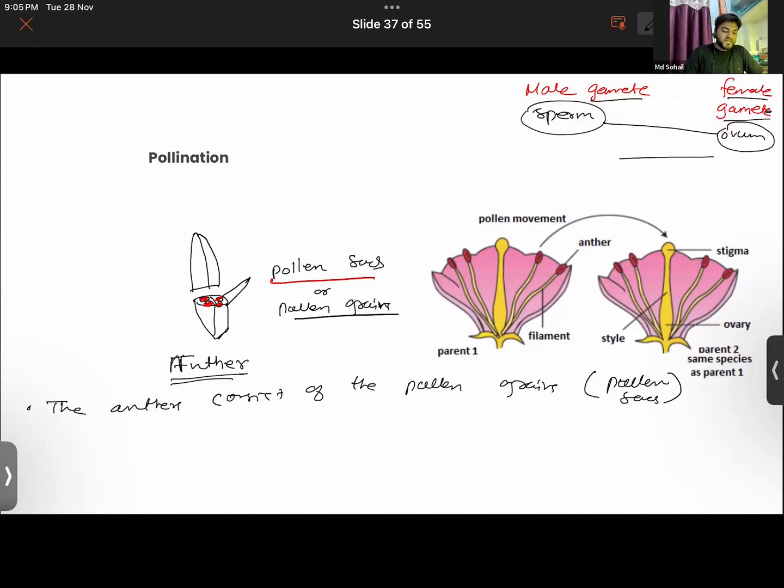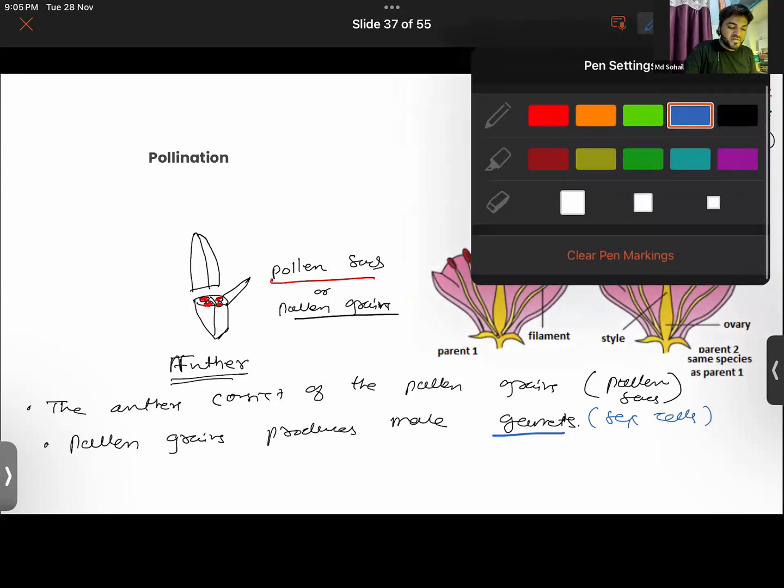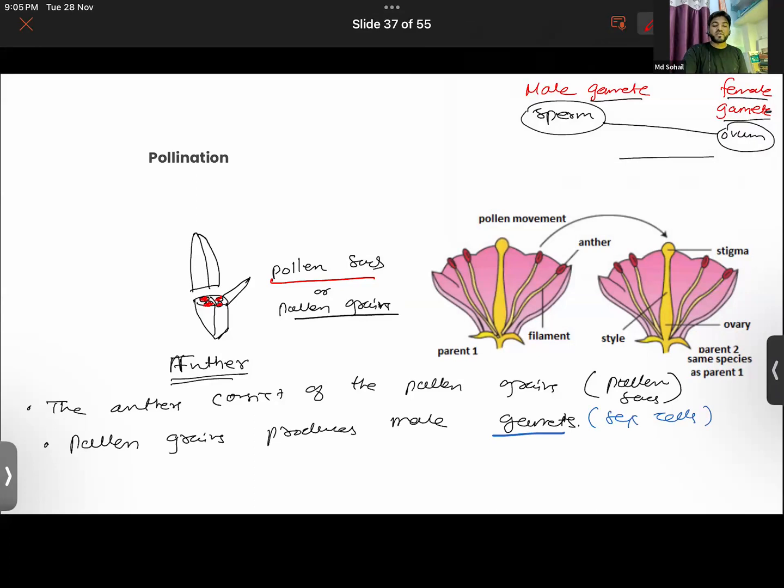Okay, in the same way, in the case of the flower, the anther is the male part of the flower, right? This anther consists of pollen grains, and the pollen grains will later produce the male gametes. By male gametes, we are referring to the sex cells. That is clear, I hope. Now we can move ahead.